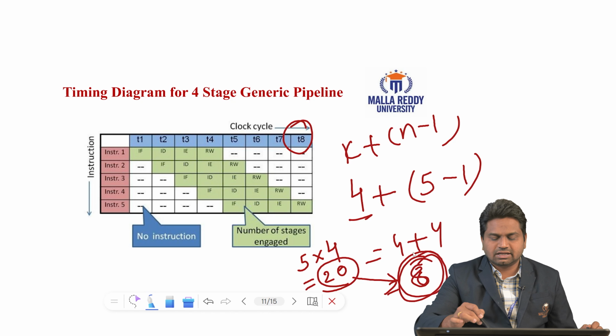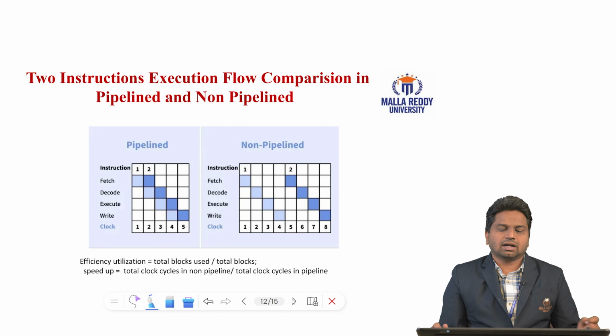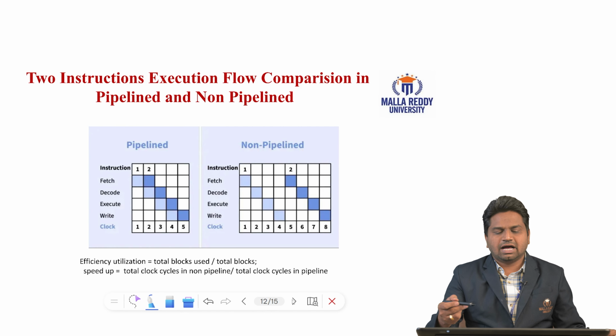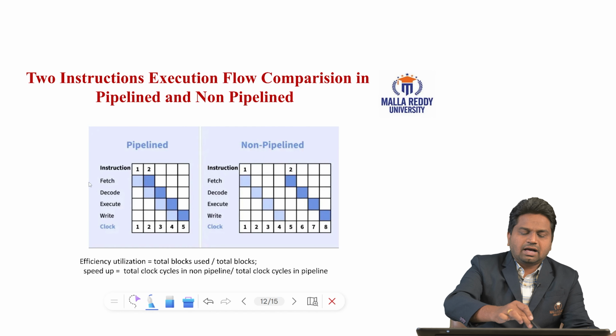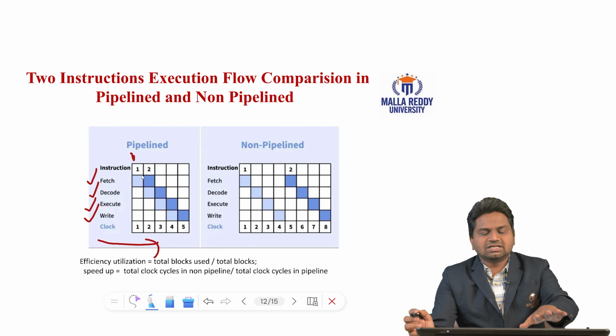This is another example. Next, we are going to compare non-pipelining and pipelining within a diagrammatic representation. Observe here, this is the pipeline that I told you about: fetching, decode, execution, write back. So these are the clock cycles of time, and these are the instructions. The first instruction came into the picture. This is the pipelining concept.